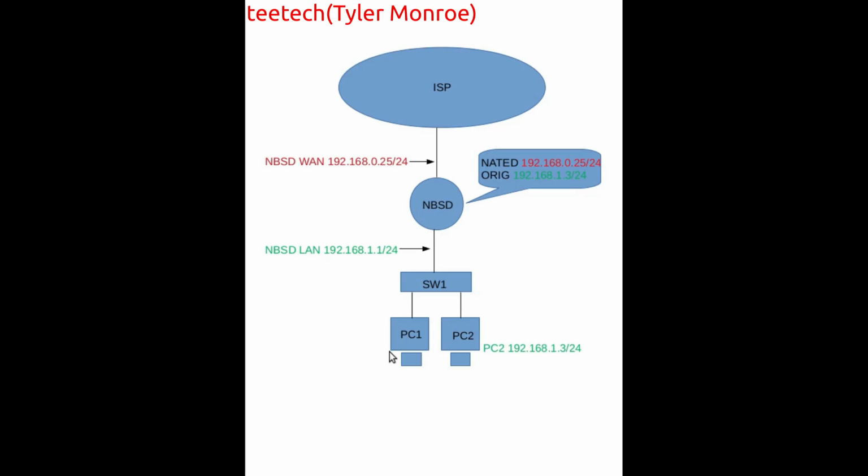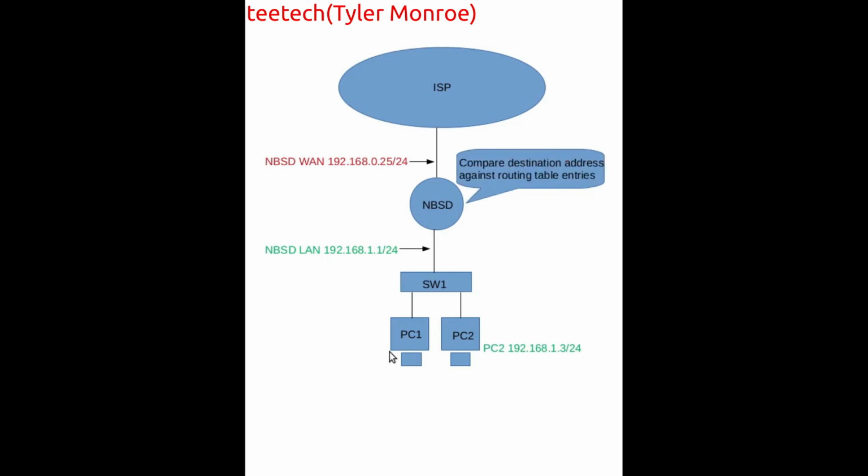And what he's doing is he's changing the source of the packet to actually be 192.168.0.25. So everyone behind the NetBSD machine appears to be coming from the one IP address on the WAN side. All right, that's how we're saving public addresses. And this isn't a security feature. This is only conserving addresses, okay? The firewalling is the security feature, and we'll get into that in a second.